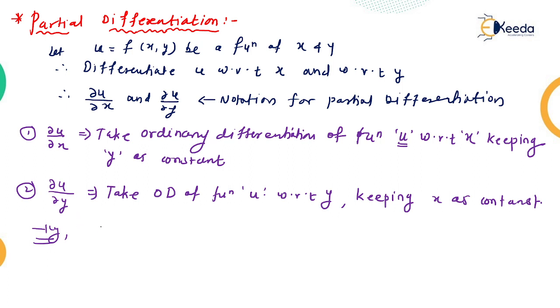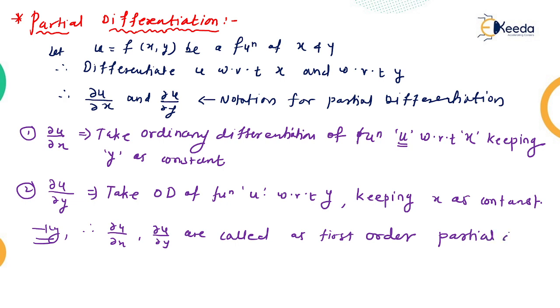Now this is known as a first order derivative. Therefore ∂u/∂x, ∂u/∂y are called first order derivatives with respect to x and y, so they are called first order partial derivatives. Clearly I wanted to say, for a partial derivative we can again take its differentiation, so the order of differentiation we can increase. I hope you understand what the actual definition of partial differentiation is.